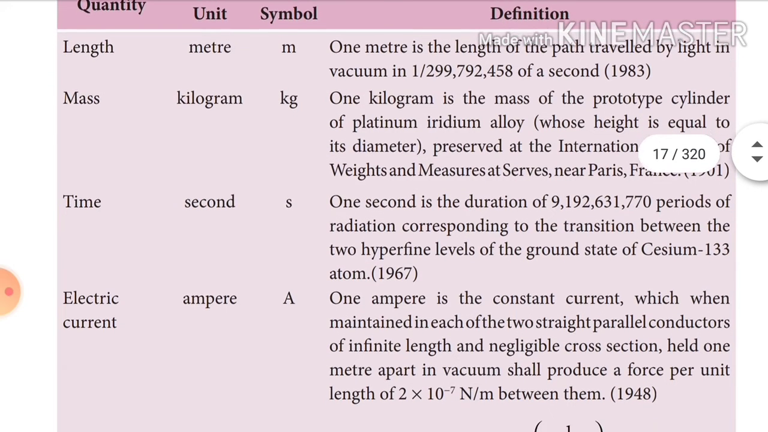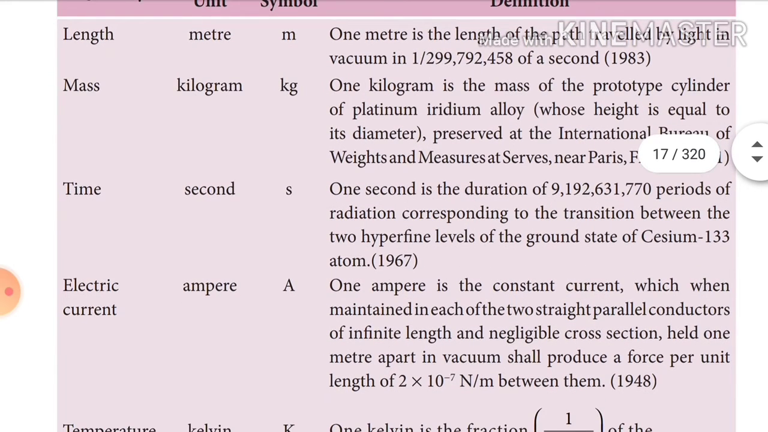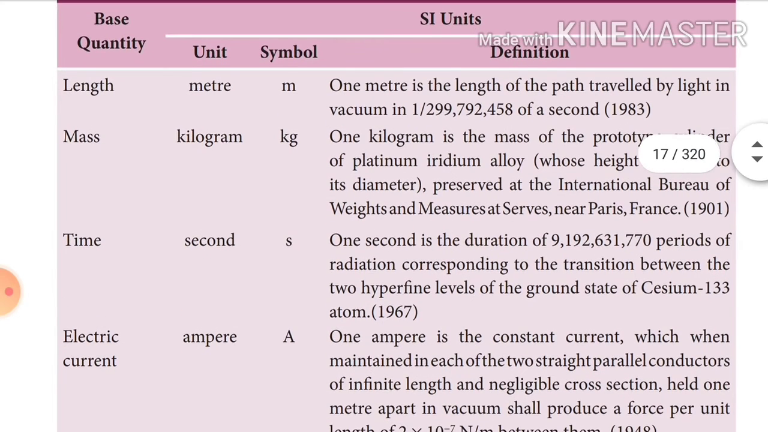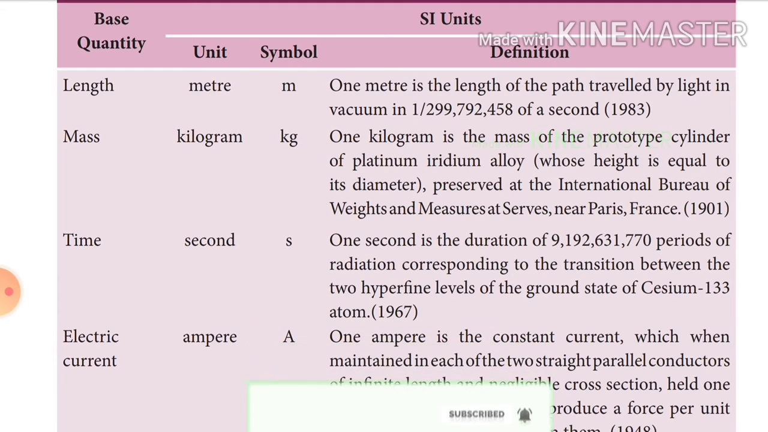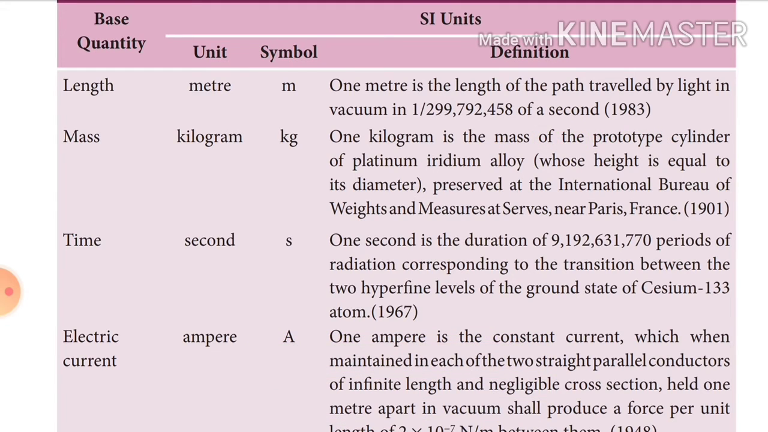Next, quantity mass, unit kilogram, symbol kg. 1 kilogram is the mass of the prototype cylinder of platinum iridium alloy preserved at the International Bureau of Weights and Measures at Sèvres near Paris, France.